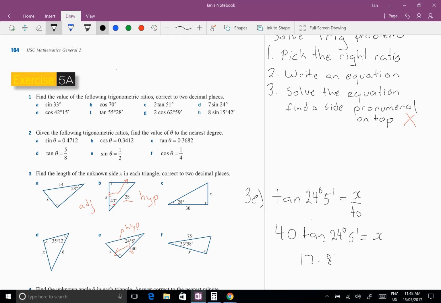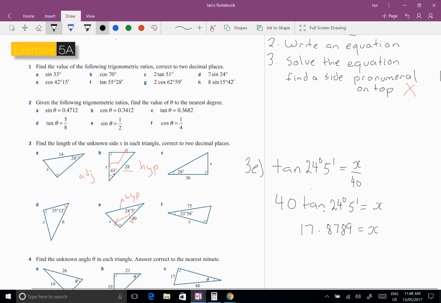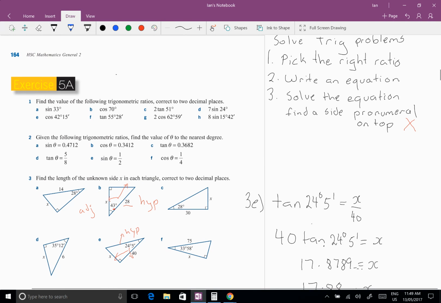And I get 17.8789 equals x. And they want 2 decimal points, so 17.88 equals x. And 3E, that's correct. So, 3 steps, pick the right ratio, write an equation, solve the equation, and if the pronumeral's on top, just multiply that number away.